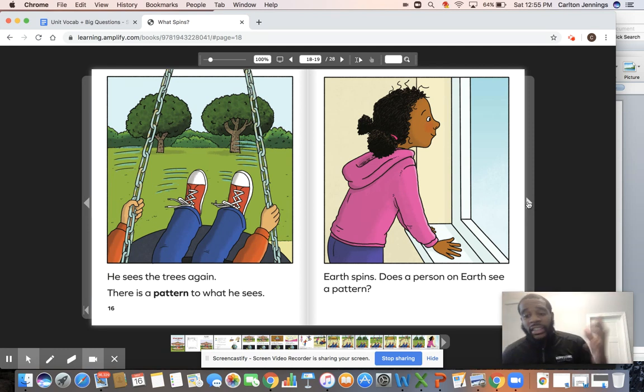So I can see everything in the room. And then as I spin around, if I spin twice, I'll see everything 2 times. And that's how we see morning and night over and over, because the earth is spinning and then you keep seeing that pattern over and over. Earth spin. Does a person on earth see a pattern?